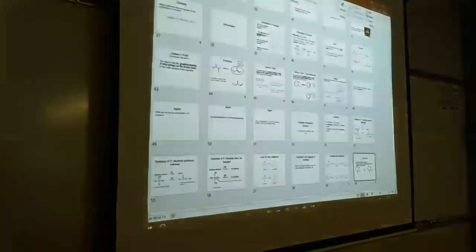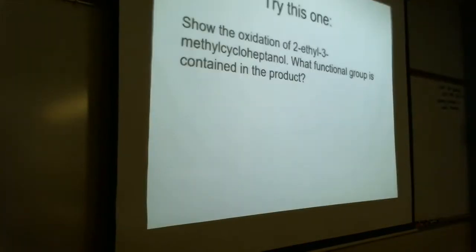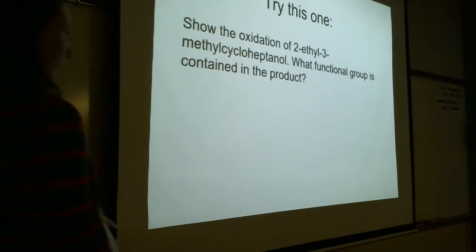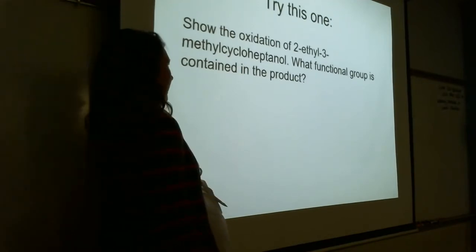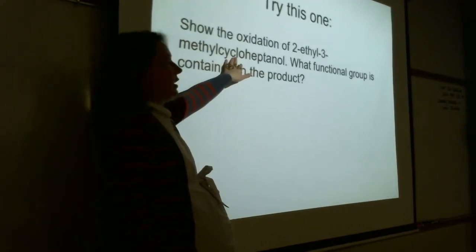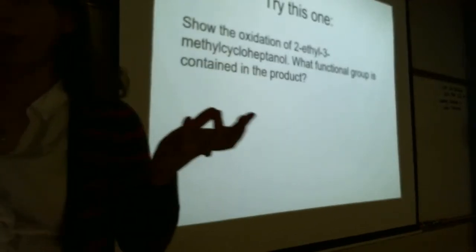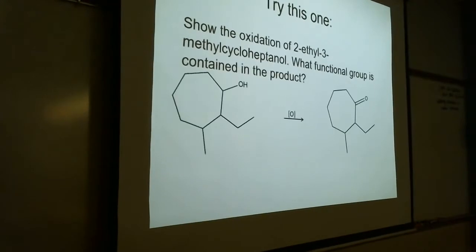All right, let's go over this one. 2-ethyl, 3-methyl-cyclohexanol. So that's a 7-carbon chain, and it is in a ring, right? 7-membered ring, 2-ethyl, 3-methyl, and then carbon number 1 is obviously where our alcohol is.